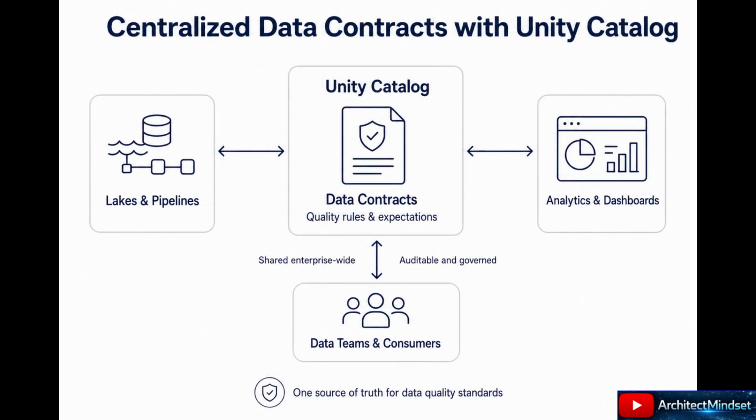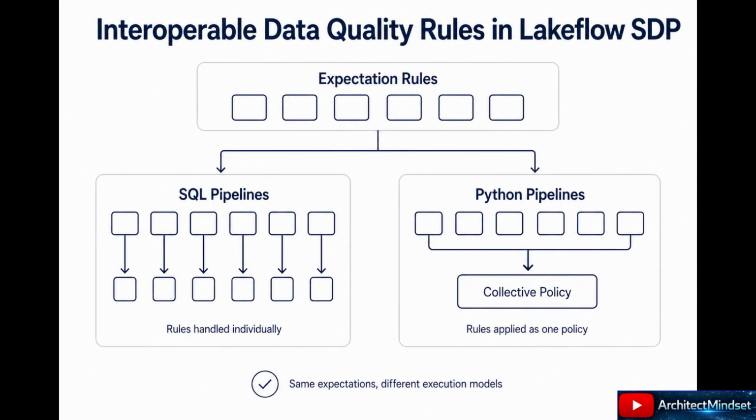The interesting part is that you can now manage these quality rules centrally in Unity Catalog, allowing you to share and audit data contracts across your entire enterprise effortlessly. You can define multiple expectations for a single dataset, and they can be used in both SQL and Python pipeline definitions. Unlike SQL, where you must define each constraint individually, Python allows you to apply a single policy to an entire set of rules at once.